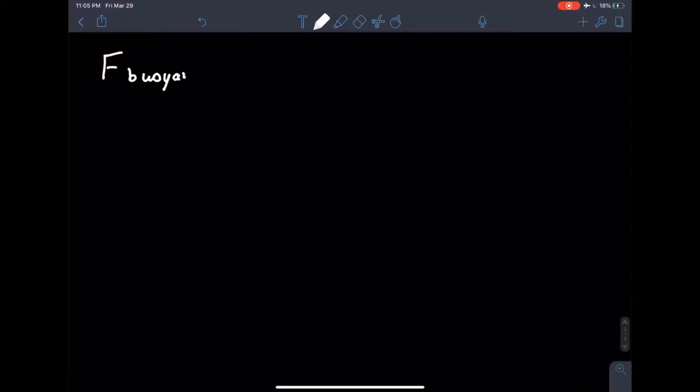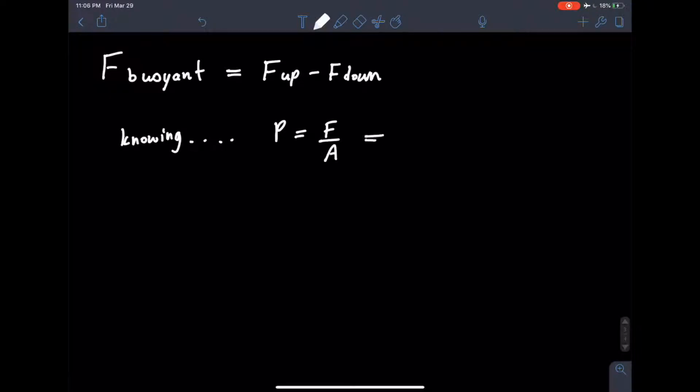Okay, so now we're going to write a relationship for the buoyancy force, which is going to be equal to the upward force subtracting the downward force. Knowing that pressure is equal to force over area, we can simplify this relationship into force is equal to P times A.